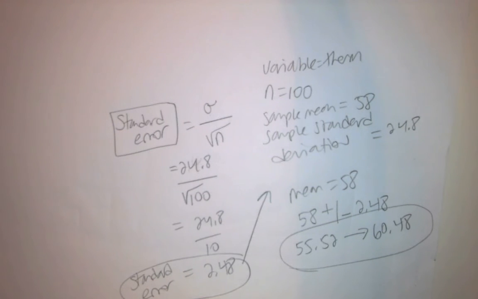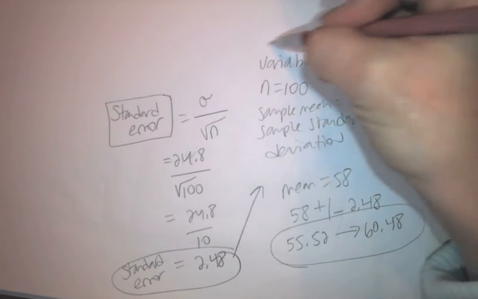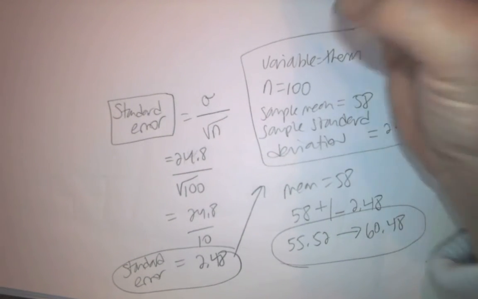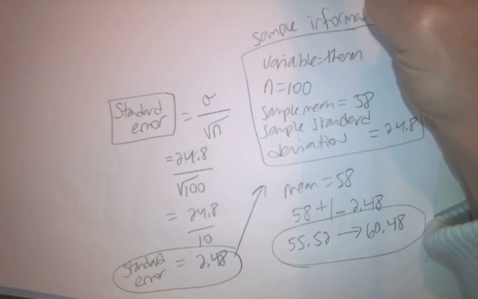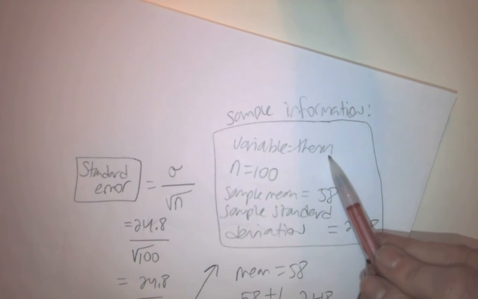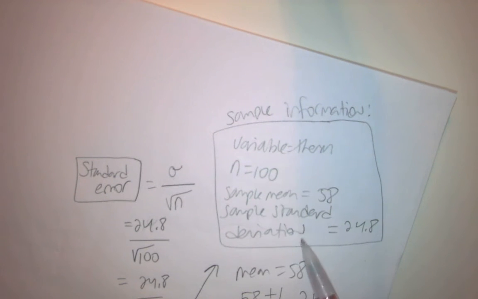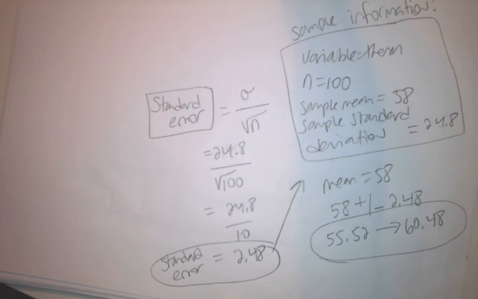We're going to learn how to do a confidence interval using the same example that we pulled from earlier in the chapter. So I'm going to go back to our example. Here's our sample information. Remember, we were working with a variable of a thermometer rating. Our n equals 100, our sample mean equals 58, our sample standard deviation equals 24.8. And we calculated a standard error of 2.48.